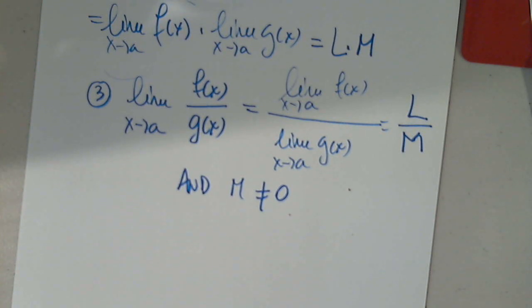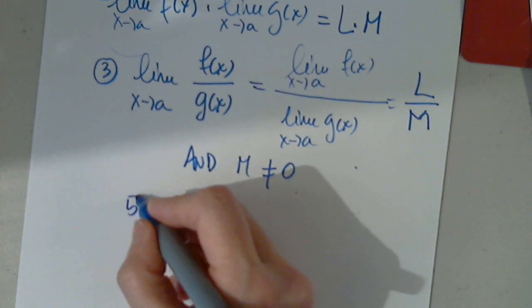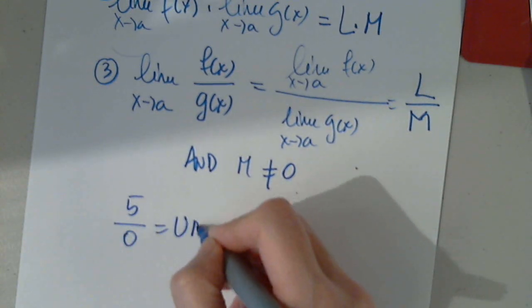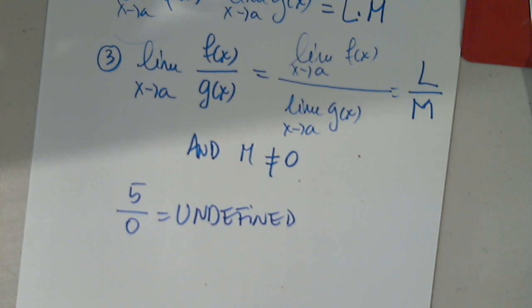Because we know that division by 0 is undefined. This is what we call undefined. So for example, 5 divided by 0 is called undefined. The function does not exist when the denominator is 0.